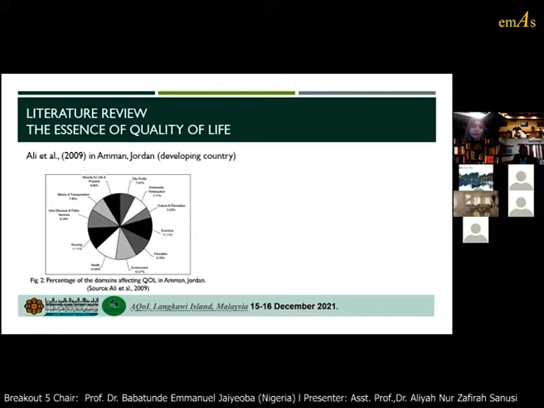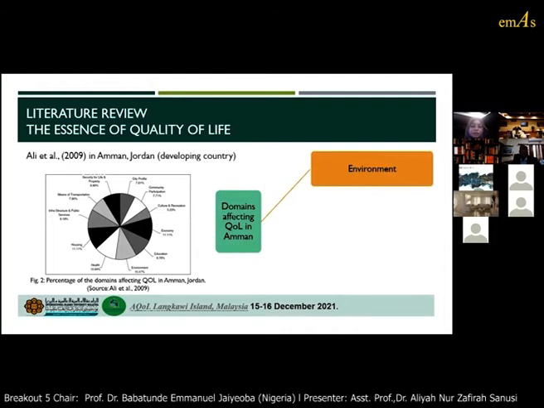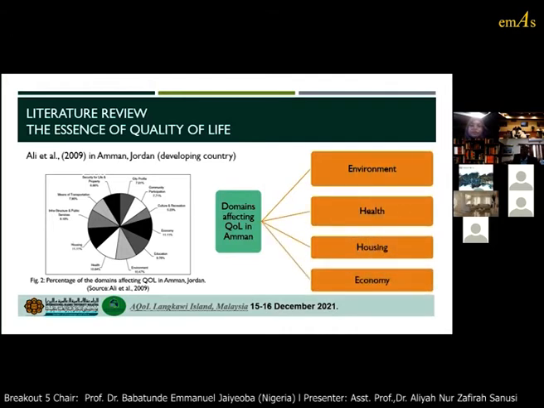And in Oman, quite recently, in 2009, there was a study on the domains affecting quality of life. This country is an example of a developing country, as compared to the previous developed country. So in conclusion, the domains most affecting quality of life in Oman are environment, health, housing, and economy.